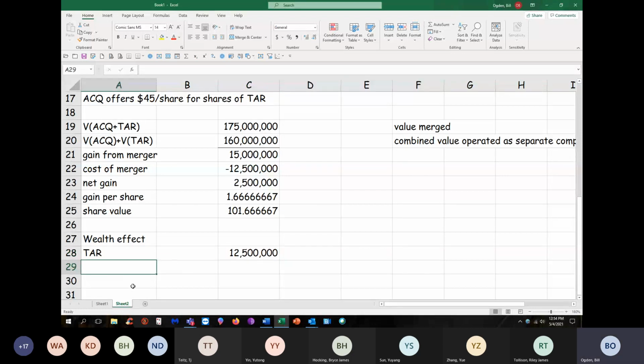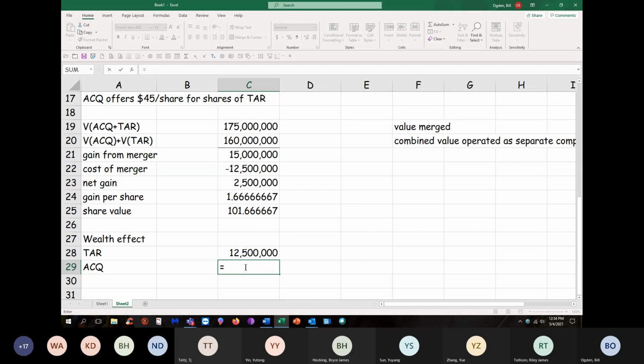Okay, what's the wealth effect on the ACQ shareholders? All right, now since there's a synergy here, this is not a direct transfer. The gain for one party is not necessarily the loss for the other. Okay, but let's do ACQ shareholders. So after this merger, they are worth how much per share? Or let's just do it on a gross basis. What's the company worth? Well, it's worth 175 million.